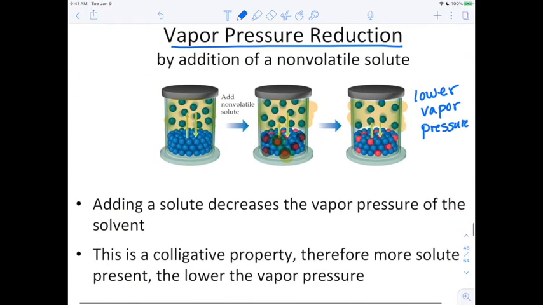So anytime you add a solute, and it could be ethylene glycol, it could be sugar, it could be salt, you will always reduce the vapor pressure. You are going to create a situation where you have less gas being kicked off. So down at the bottom it says adding a solute decreases the vapor pressure of the solvent, and it is a colligative property, therefore the more solute, the lower the vapor pressure. So any questions on anything here?